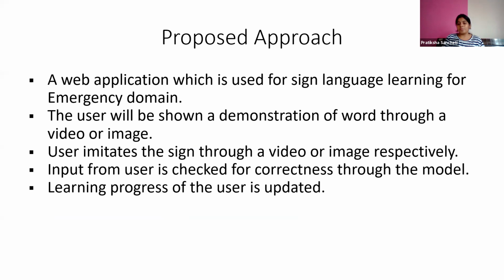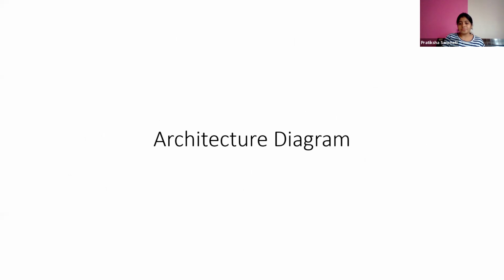The user will learn from that video. And once he has learned it, the user will imitate the same sign. That sign would be recorded and given as an input to the application. The application would give the video to the deep learning model, and the deep learning model will give the results. Based on the correctness of the video, the learning process would be updated to the user. So this is the proposed approach.